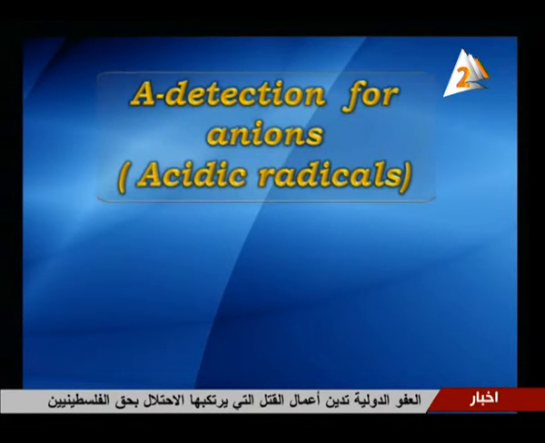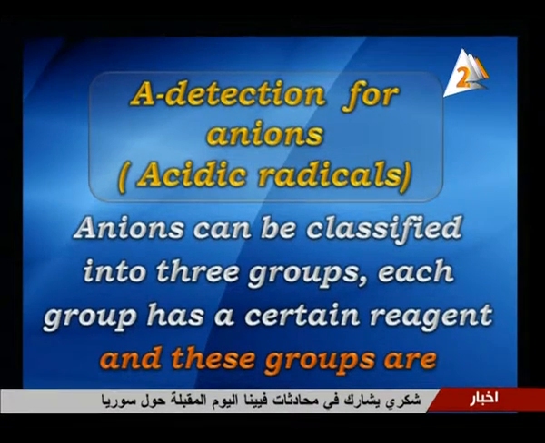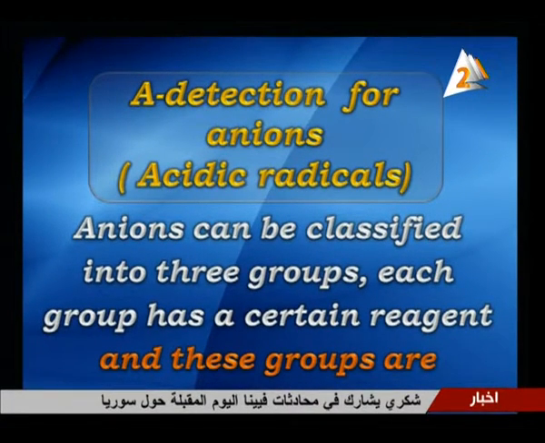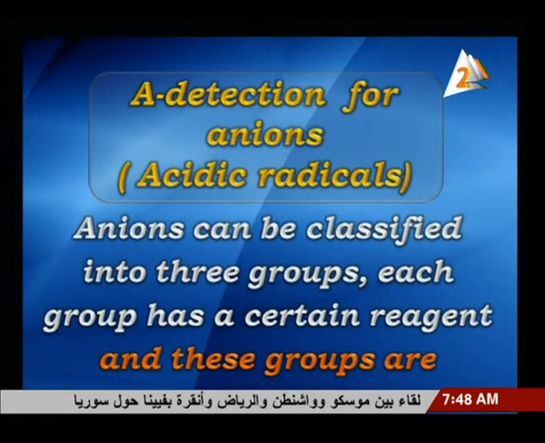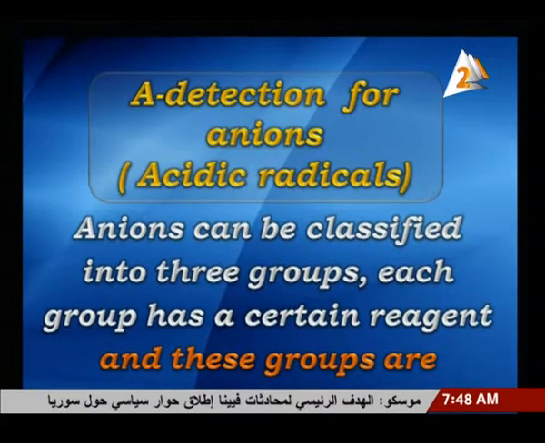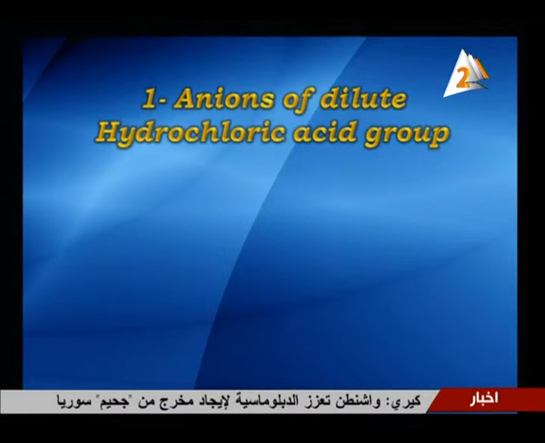What about the detection for anions? Anions here mean what? It means the negative ions or acidic part of the salt. Well, let's see the example. Acidic radical means an ion can be classified into 3 groups. Each group has a certain reagent, and these groups are different anions of dilute hydrochloric acid group. Do you think hydrochloric acid has groups? Yes, we have some groups, or we have a group of the hydrochloric acid. We have many things like this.